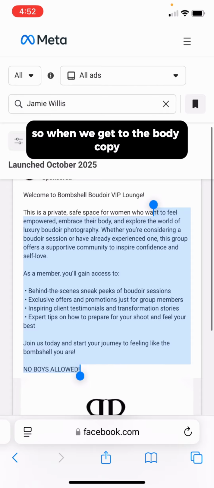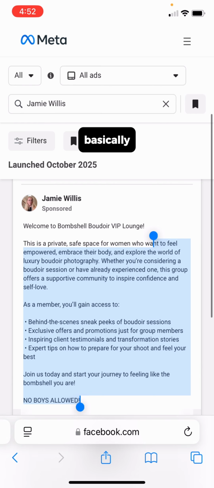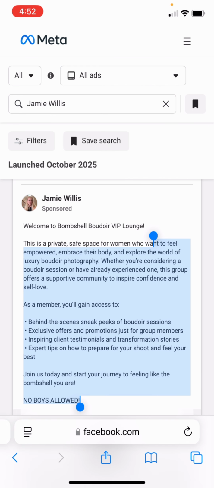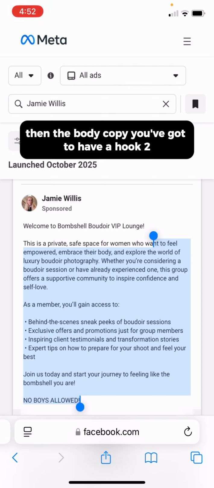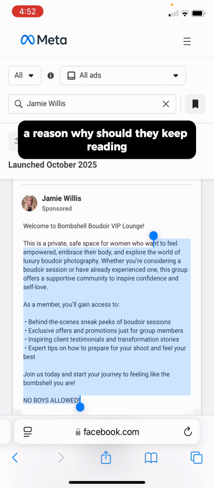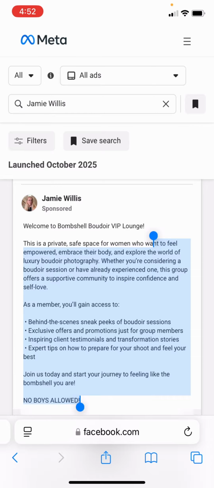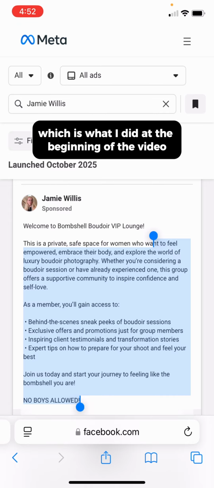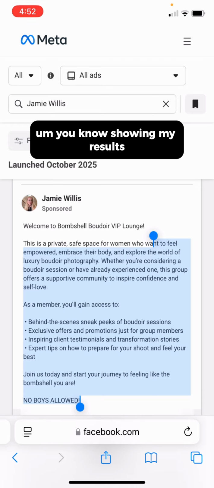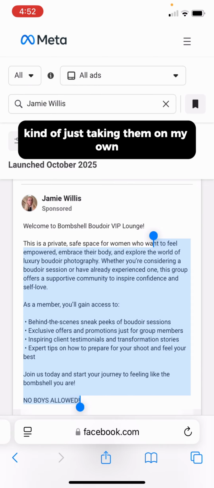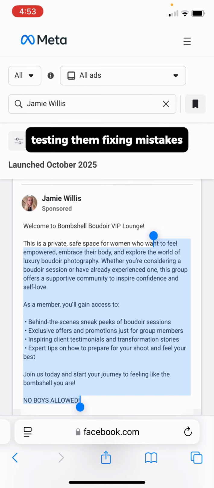So when we get to the body copy, basically the see more headline up top is hook 1, and they click see more. Then the body copy, you've got to have a hook 2, a reason why they should keep reading. So we like to use an authority hook here, which is what I did at the beginning of the video, showing my results. I've been able to improve other boudoir photography ads, taking them on my own, testing them, fixing the mistakes, improving them.